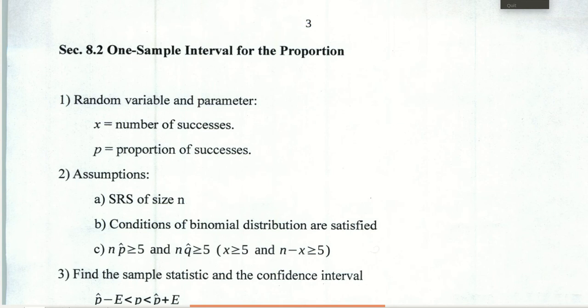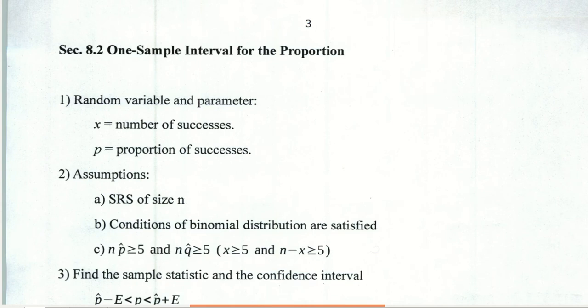So the proportion, of course, comes from the population. That's a p, not a p hat, so that's a population proportion. And the x is from our sample. It's actually how many successes we had.